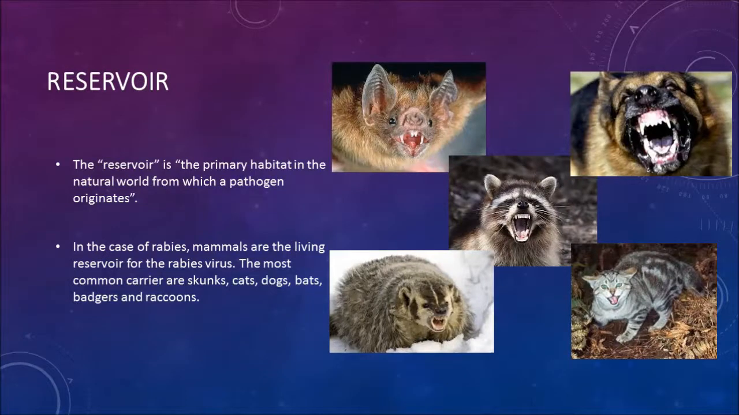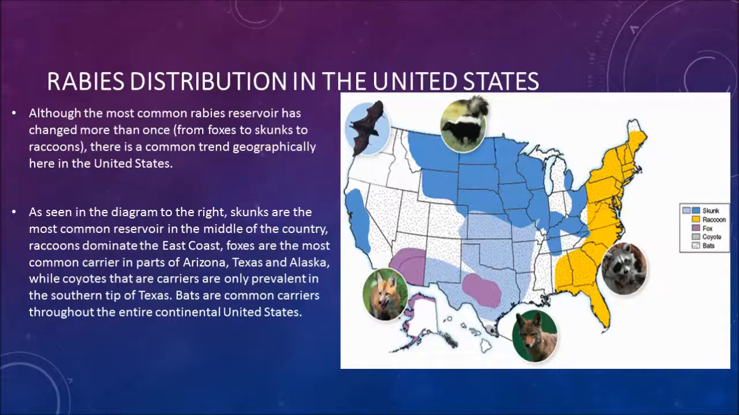The reservoir, or the primary habitat for the rabies virus, are mammals. You can have the rabies virus in just about any mammal, but the most common carriers are bats, dogs, raccoons, badgers, and cats. And it's interesting to note that depending on your geographical area, there tends to be a dominant animal that serves as the most common carrier.